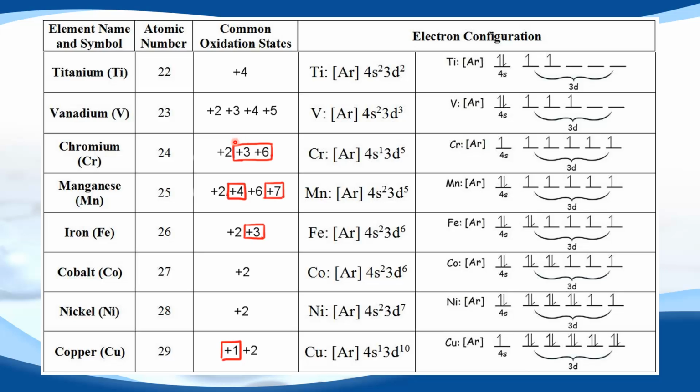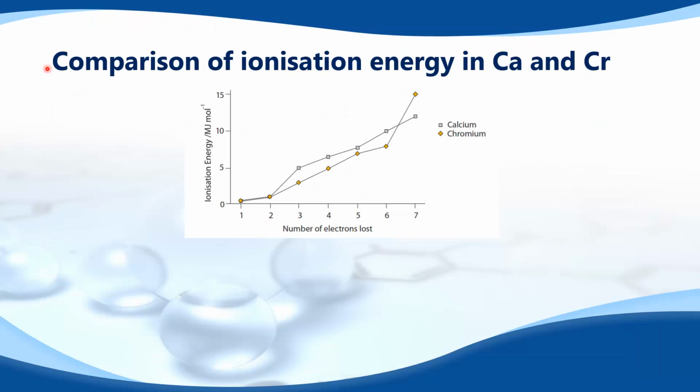The oxidation states that I've highlighted in red, so for chromium it's +3 and +6, manganese +4, +7, iron +3, and copper +1. These are the oxidation states that you need to know for these four transition metals. And don't forget, these oxidation states are in addition to the fact that all transition metals can have an oxidation state of +2.